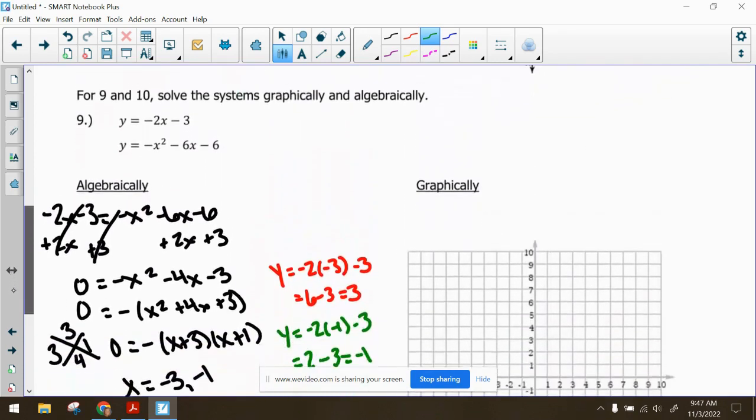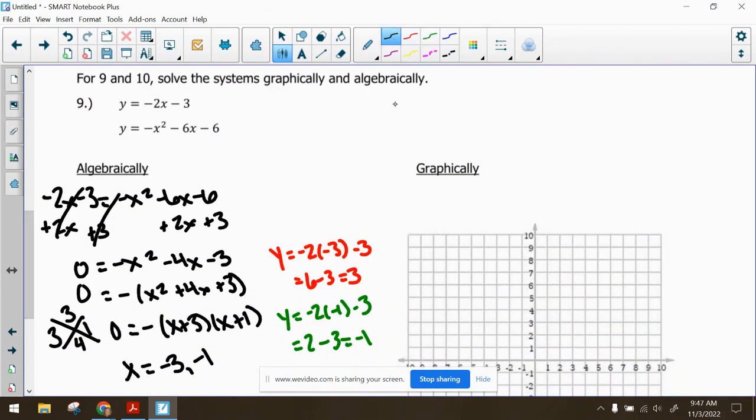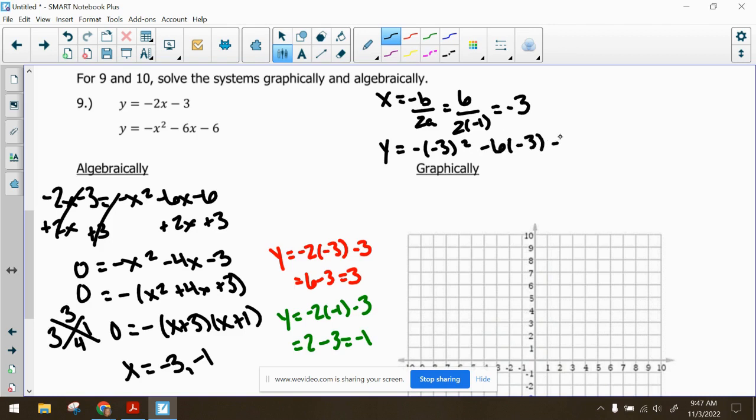This graph is written in standard form. So step number 1 will be to use x equals opposite b over 2a, which will be positive 6 divided by 2 times negative 1, which starts at negative 3. So when I go to plug that negative 3 back in to find my vertex, it should look like this. Make sure that that negative 3 goes in parentheses, and that we include that negative sign at the beginning. When we plug that in, check to see that we are getting a positive 3.